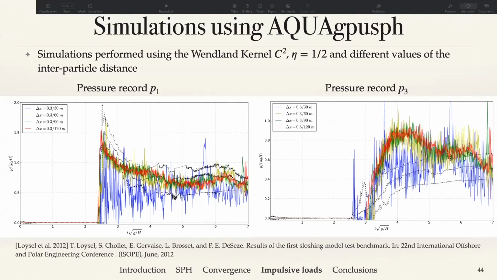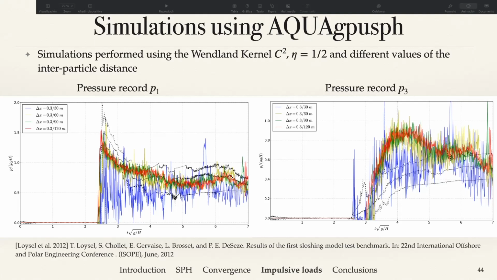However, the SPH solver properly captures the pressure peak, so we actually are able to compute the impulsive load properly using the SPH scheme. This is not the case in the sensor which does not correspond to an impulsive load according to the standard of impulsive loads defined in the work by Loisel. And here we believe that this happens because these simulations are monophasic, so only the liquid is taken into account.